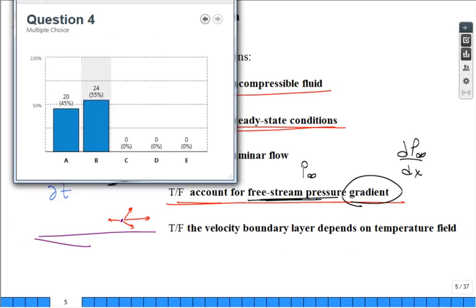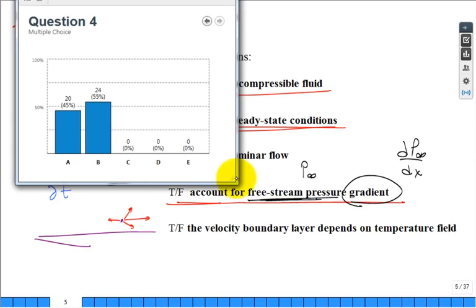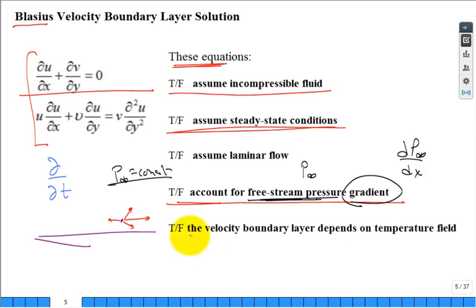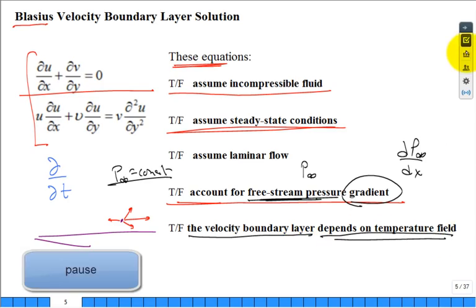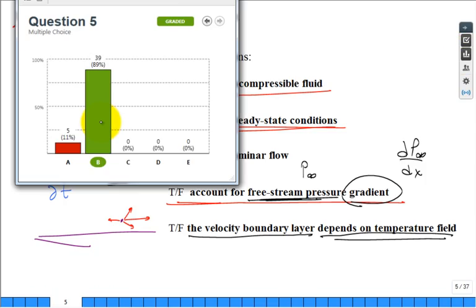These equations, well, I wish I could make this box smaller. Do they account for free stream pressure gradient? Do not. That's false. All right. In the equations, as shown, the velocity boundary layer, that's what we're going to be solving for, is a function of or depends on the temperature field. So let's take a look. It does not depend. There's no feedback mechanism as shown.